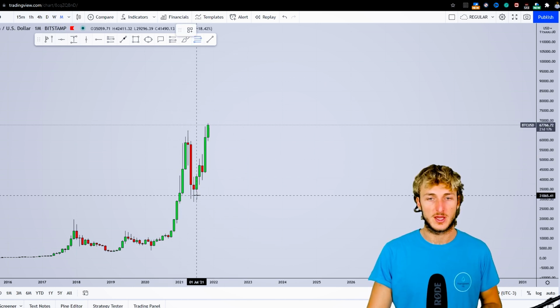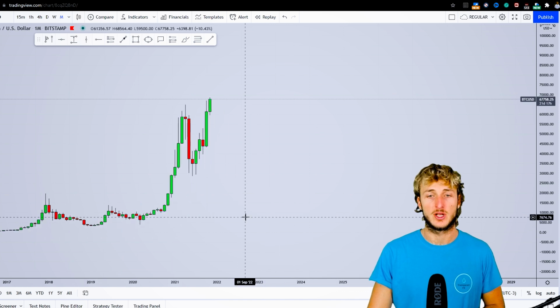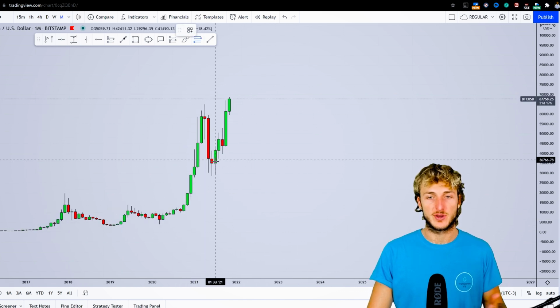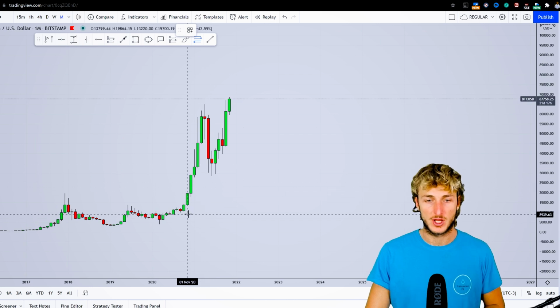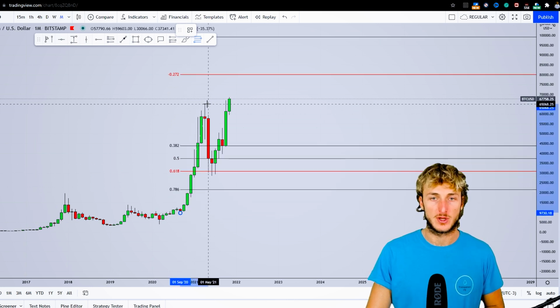Now, if we look at the technical side here, what do we have? We have a very strong impulse to the upside followed by a correction. Now, what do we know? That in general, after an impulse, if you want to measure the correction, you have to take your Fibonacci from the low to the high of the impulse.